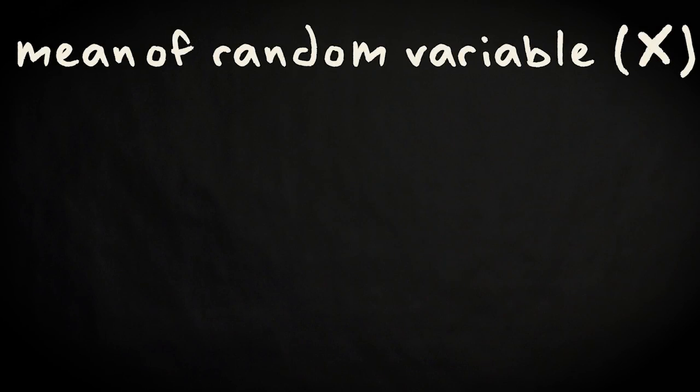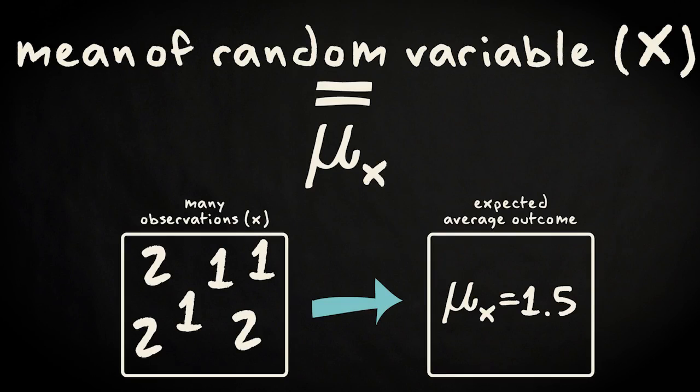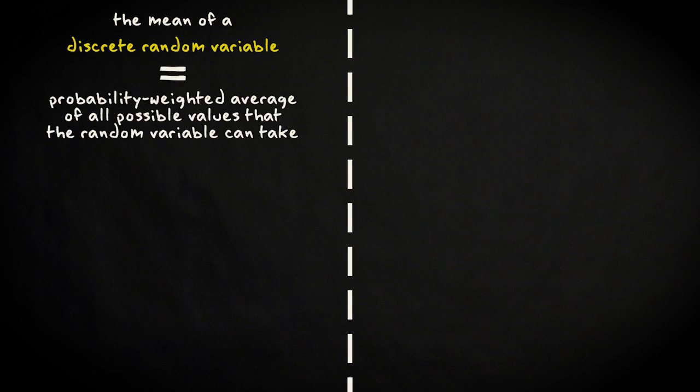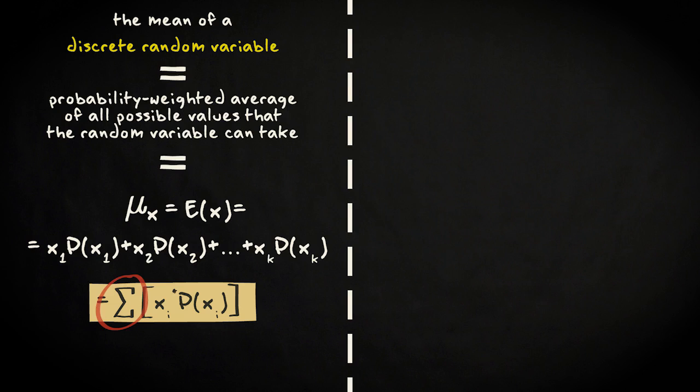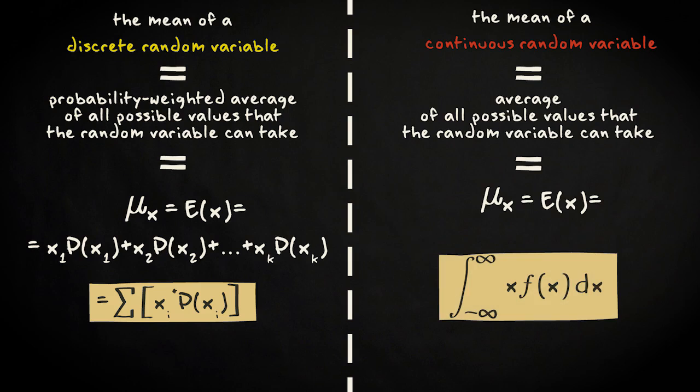The mean of a random variable, denoted by the symbol mu, provides the expected average outcome over many observations. It's therefore also called the expected value of that random variable, which is written by the symbol E. The mean of a discrete random variable is the probability weighted average of all possible values that the random variable can take. So it is the sum of each possible value times its probability. For a continuous random variable, essentially the same applies. To account for continuity, the summation symbol is replaced by the integral, and the probability is not defined at discrete values i, but is a function of x.